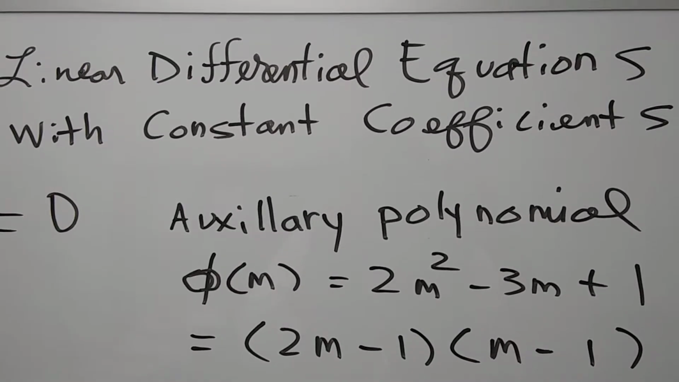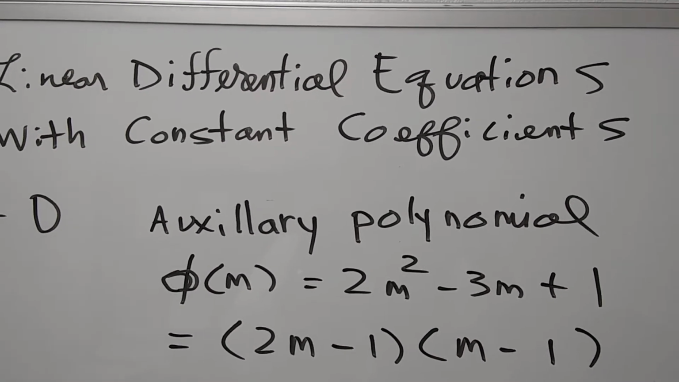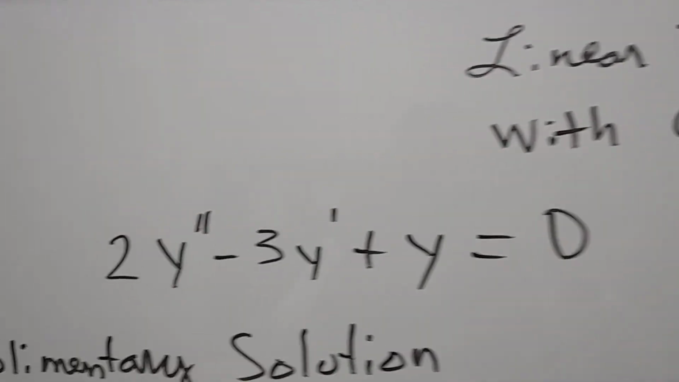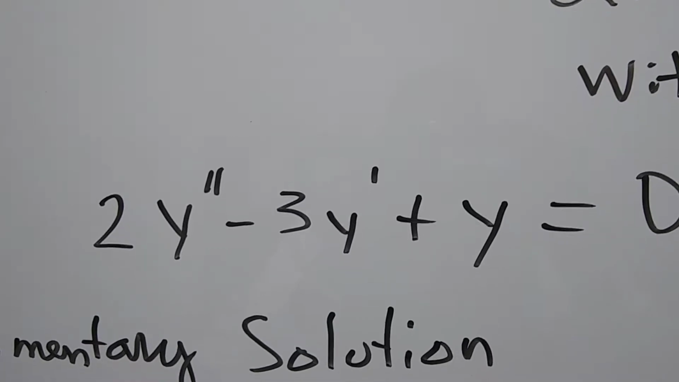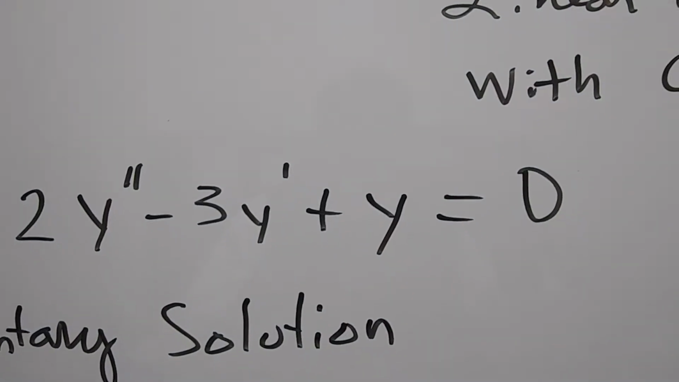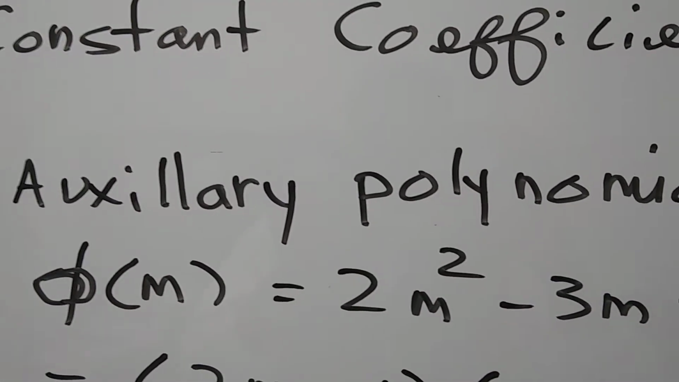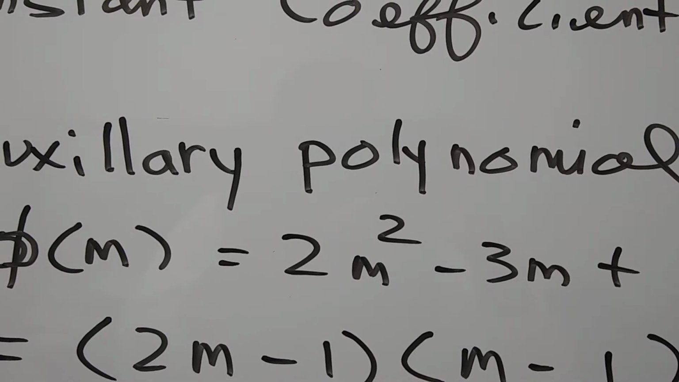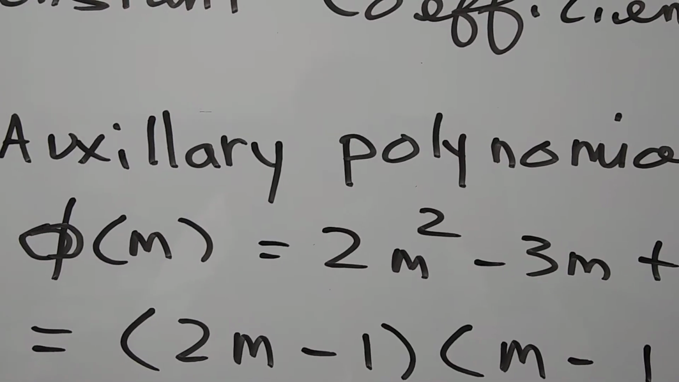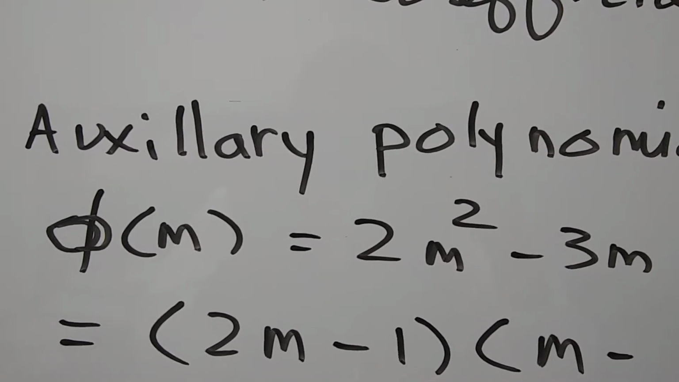Today I'm going to talk about linear differential equations with constant coefficients. Let's just take one of second order, namely 2y double prime minus 3y prime plus y equal to 0. First we get the auxiliary polynomial by mimicking powers of our derivative with powers of, say, some letter constant m. So I'm going to call my auxiliary polynomial in the variable m phi of m.